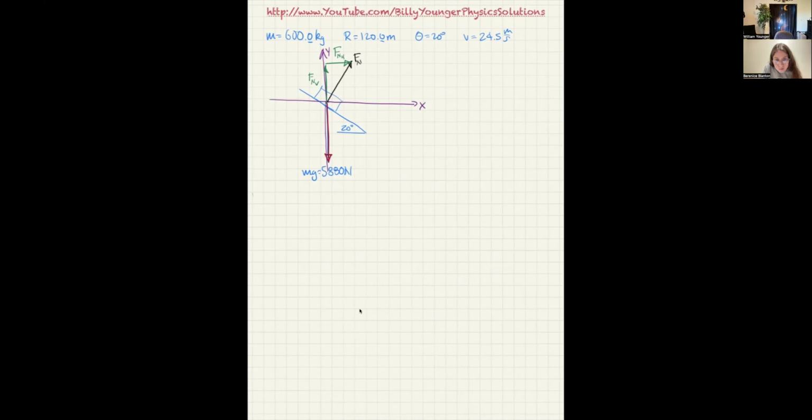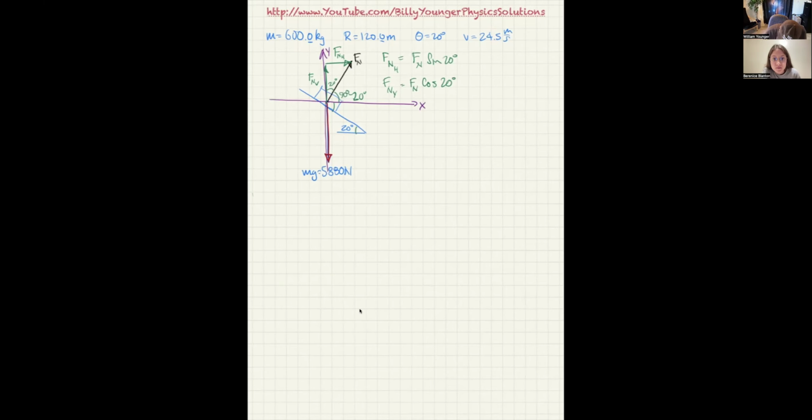And of course, you might not be able to see it immediately, but this being 20 means this is 20, and then this would be 90 minus 20, and then this would be 20 degrees again. So you can see that F normal sub H would be F normal times the sine of 20 degrees, and F normal sub V would be F normal times the cosine of 20 degrees. So we've got that.